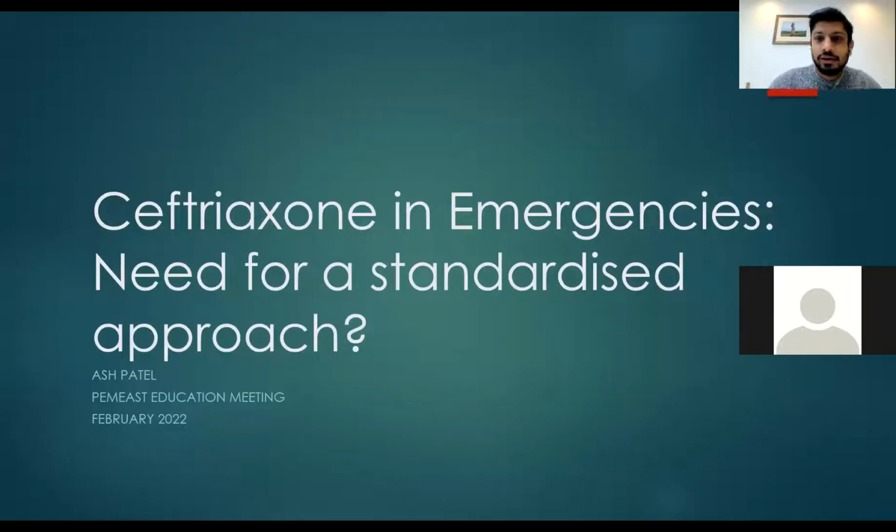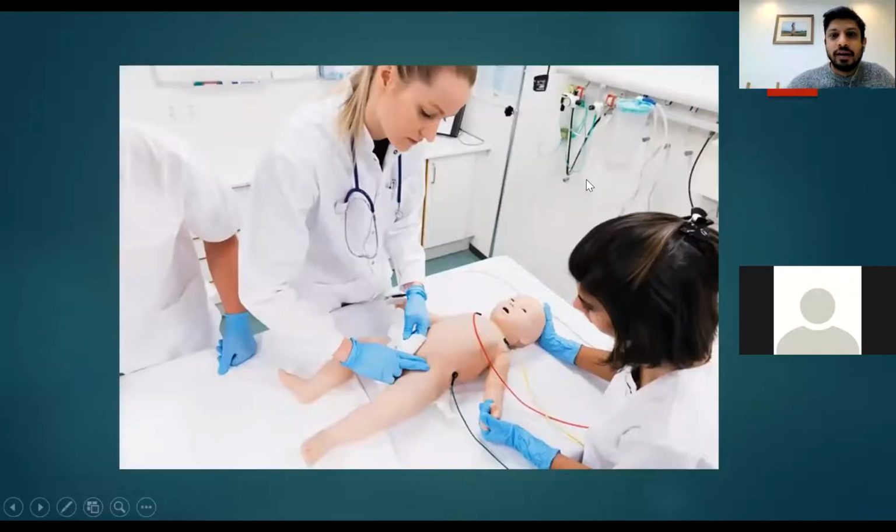Fantastic. Okay, so Ceftriaxone in emergencies. The question that I'd like to pose to everybody is whether there's a need for a standardized approach here. The context to all of this is really a lot of pediatric simulation.